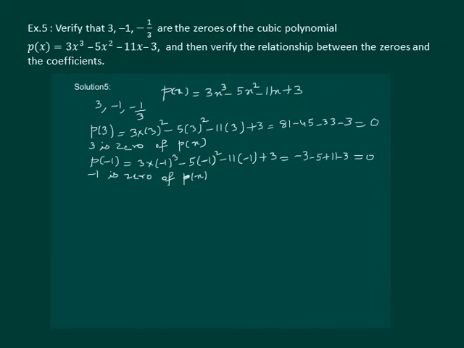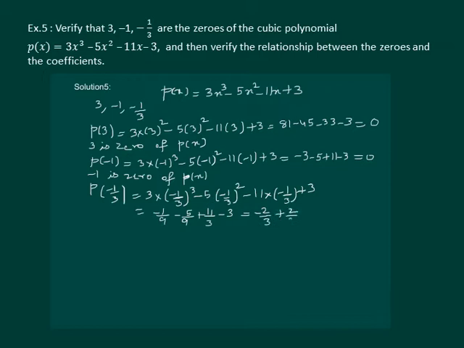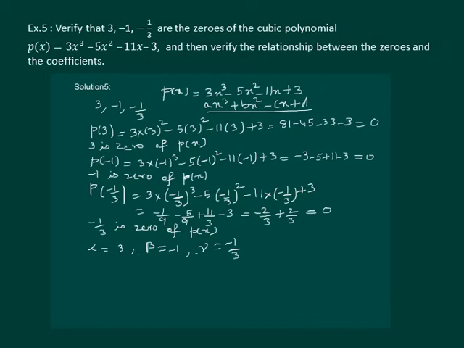Now let us check for minus 1 by 3. Again the value of the polynomial at minus 1 by 3 is 0. So we have verified that minus 1 by 3 is also the 0 of polynomial p(x). Now it remains to verify the relationship between the zeros and the coefficients. We have alpha, beta and gamma, and by comparing p(x) with the general form of the cubic polynomial, we have a equal to 3, b equal to minus 5, c equal to minus 11 and d equal to 3.